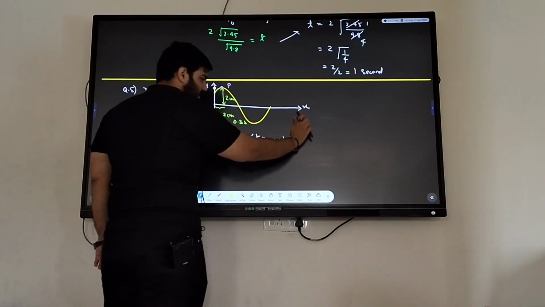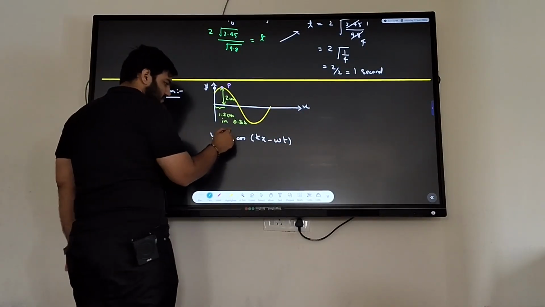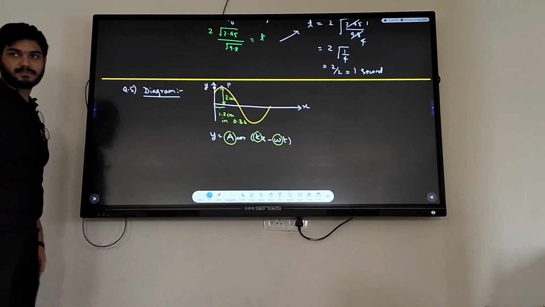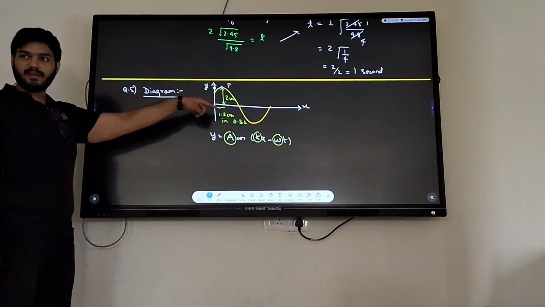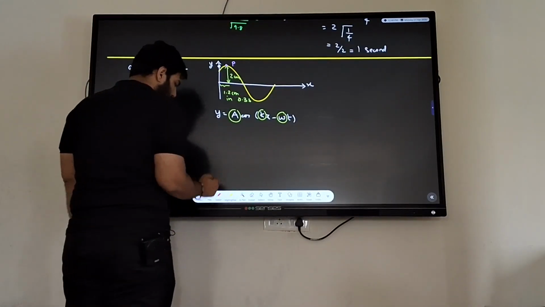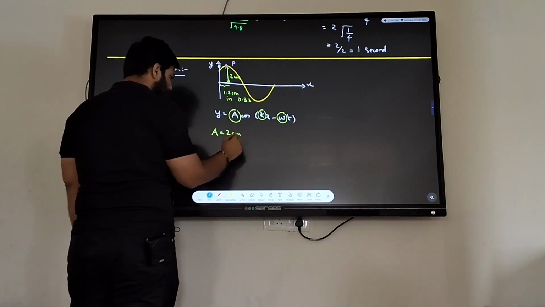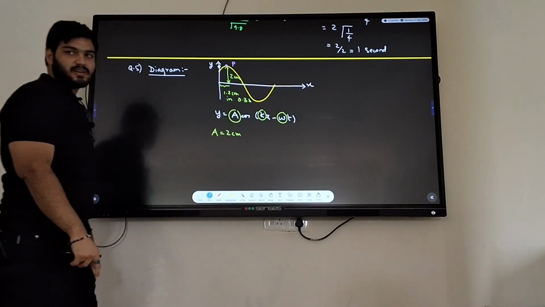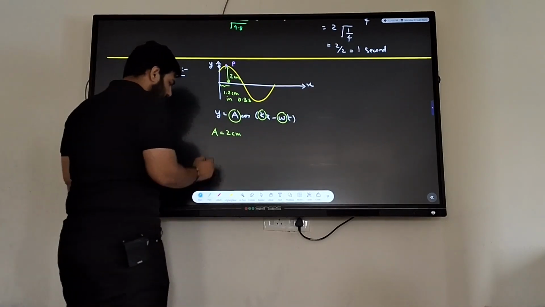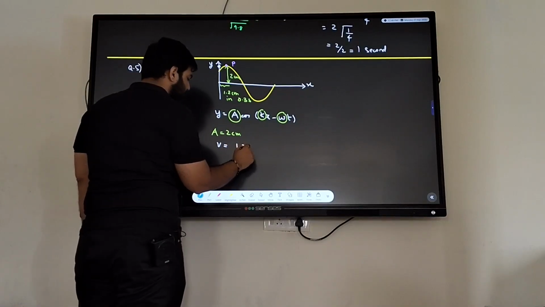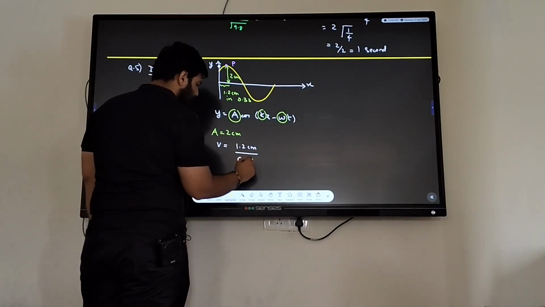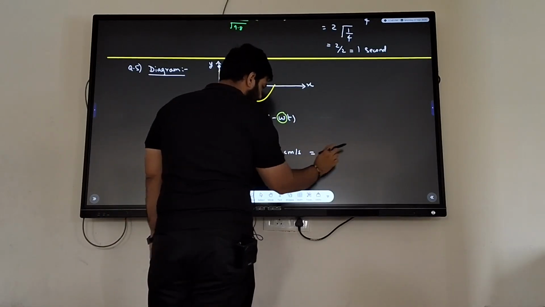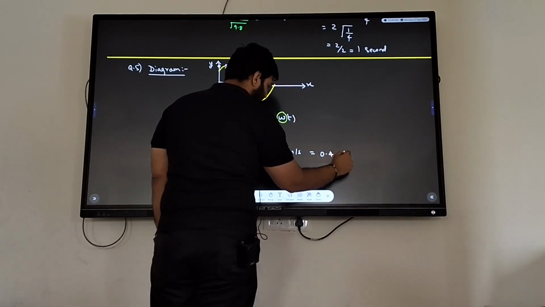Now if I can specify A, K and omega, then I am done with the question. I already know A: it is 2 centimeters. They have given that the peak has moved this distance in this time, so I know the velocity. The velocity of the wave is 1.2 centimeters divided by 0.3 seconds, that's 4 centimeters per second, which is 0.04 meters per second.